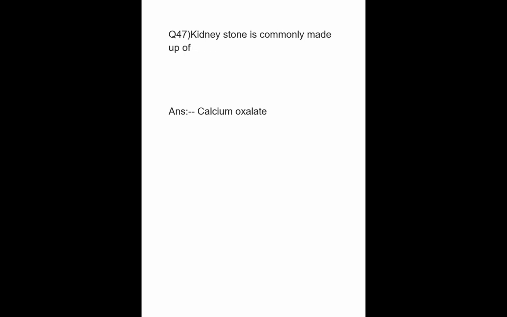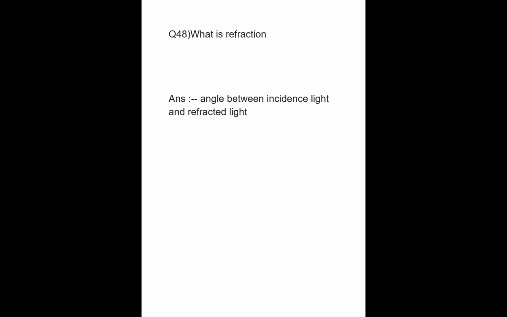Kidney stone is commonly made up of what? Normally, most of the time kidney stones happen due to calcium oxalate. The correct answer is calcium oxalate, not uric acid. Then what is refraction? Refraction is nothing but the angle between the incident light and the refracted light. So that angle is known as the angle of refraction.